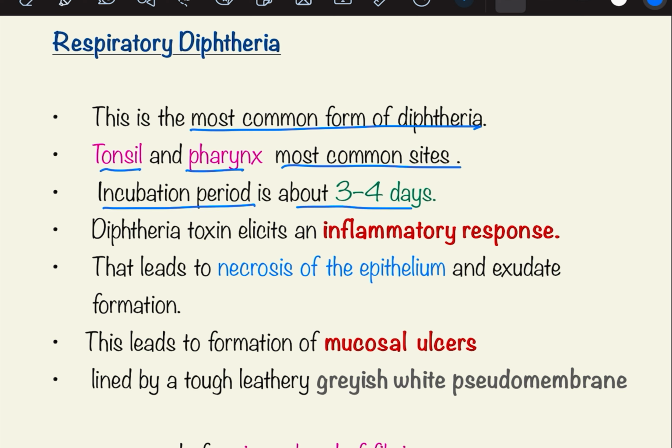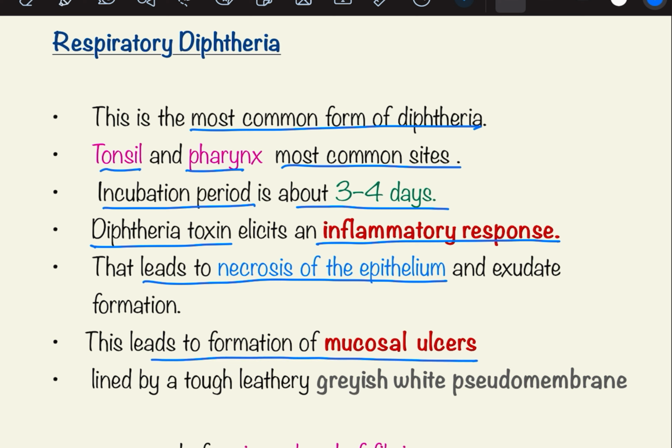The incubation period is about 3 to 4 days. Diphtheria toxin elicits an inflammatory response, which leads to necrosis of the epithelium and formation of mucosal ulcers. The mucosal ulcers are lined by a tough, leathery, grayish-white pseudomembrane. This is the key point. The pseudomembrane is composed of an inner band of fibrin, surrounded by neutrophils, RBCs, and bacteria on the outside.